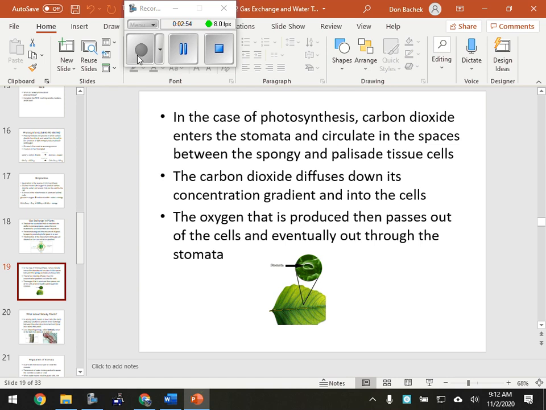All right. In the case of photosynthesis, carbon dioxide enters the stomata and circulates in the spaces between the spongy and the palisade tissue cells. The carbon dioxide diffuses down its concentration gradient into the cells, and the oxygen that is produced then passes out of the cells and eventually out through the stomata.